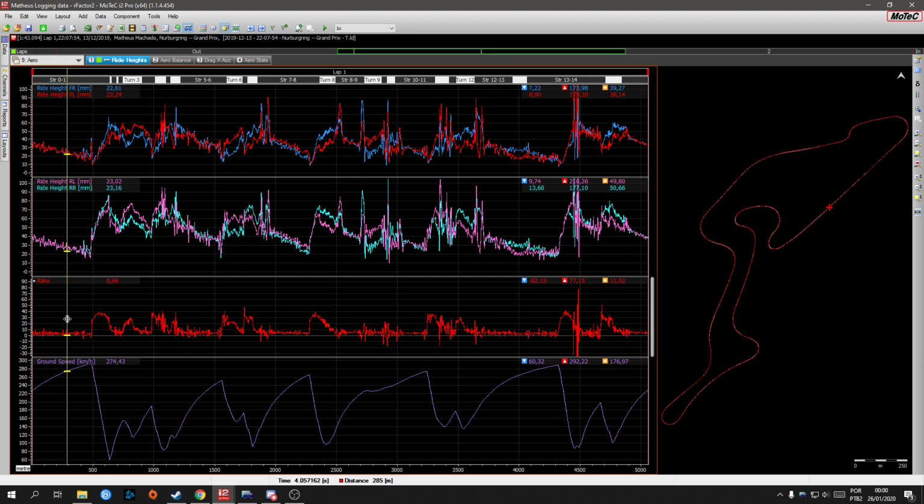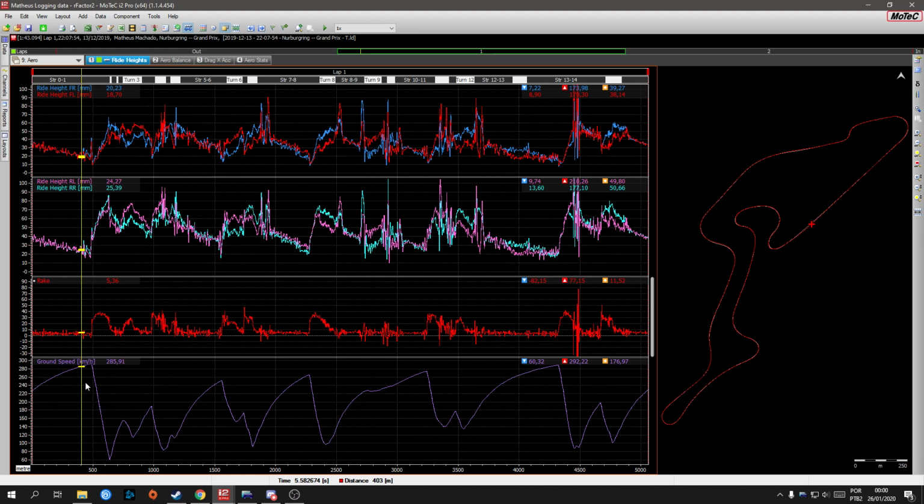When I look, oh, the rake got closer to zero, so I'm expecting it to generate less downforce at the front, so less downforce at the rear as well. I'm expecting it to have less drag because it's basically an arrow traveling through the air. And yeah, that's the main channels I use.